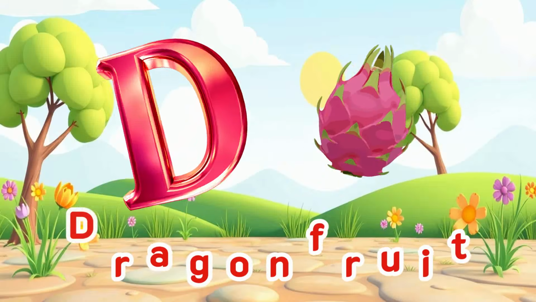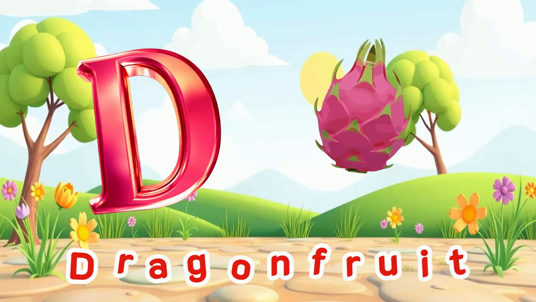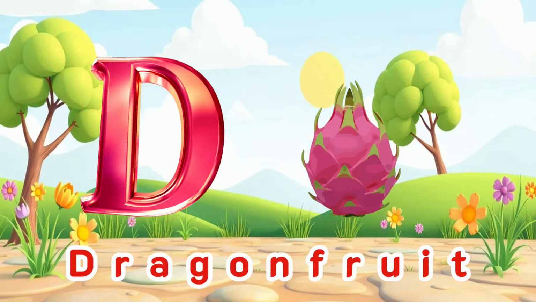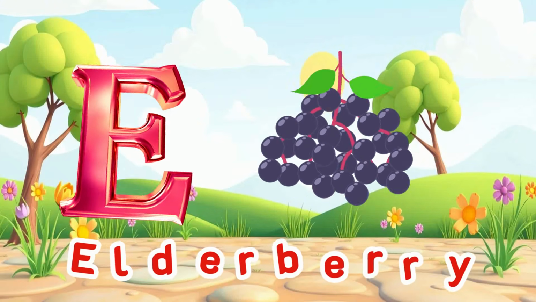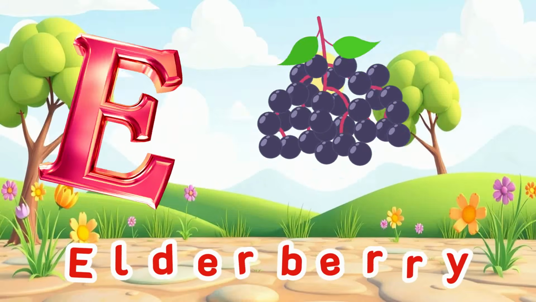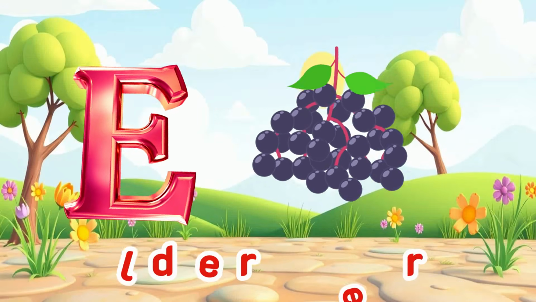D is for dragon fruit. D, dragon fruit. D is for dragon fruit. E is for elderberry. E, elderberry. E is for elderberry.